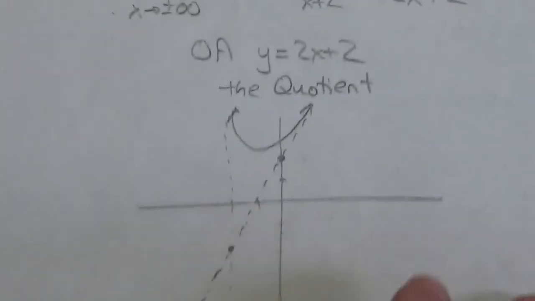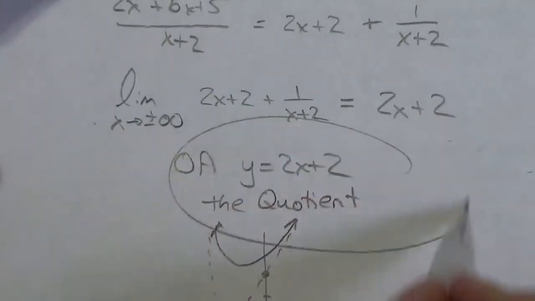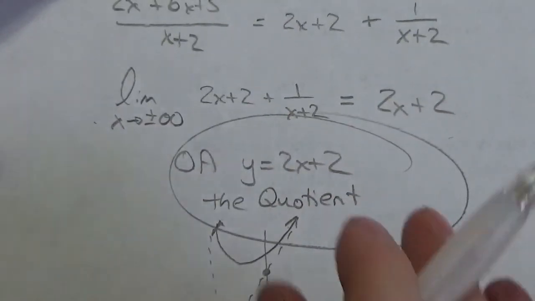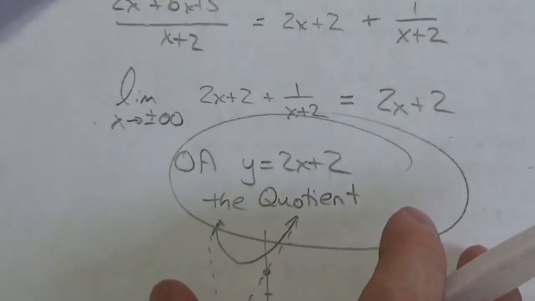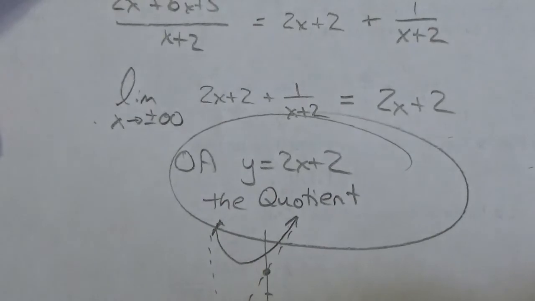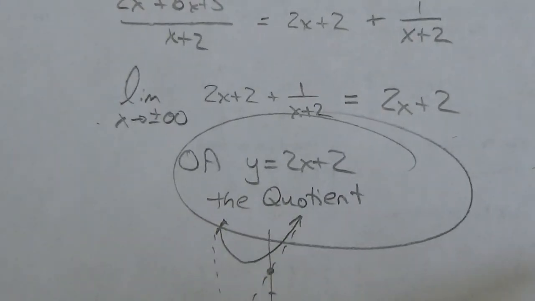So remember how this works. It's all kind of summarized right here. The oblique asymptote is going to end up being the quotient, when you take the numerator and divide it by the denominator in that rational expression.